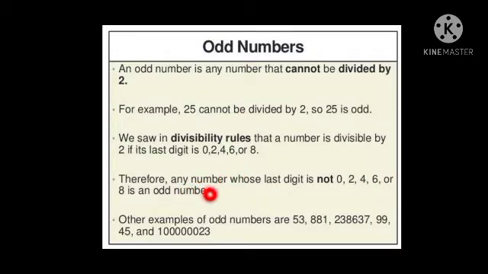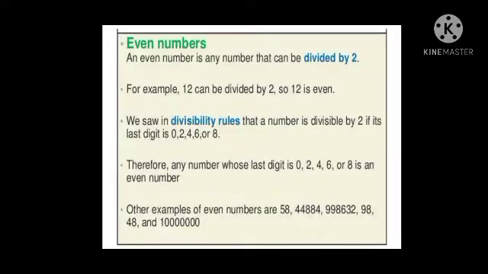The other examples for odd numbers are 53, 881, 2,38,637, 99, 45 and 10 crore 23. These are all the other examples of odd numbers. Students, keep in mind the odd numbers end with 1, 3, 5, 7 and 9.